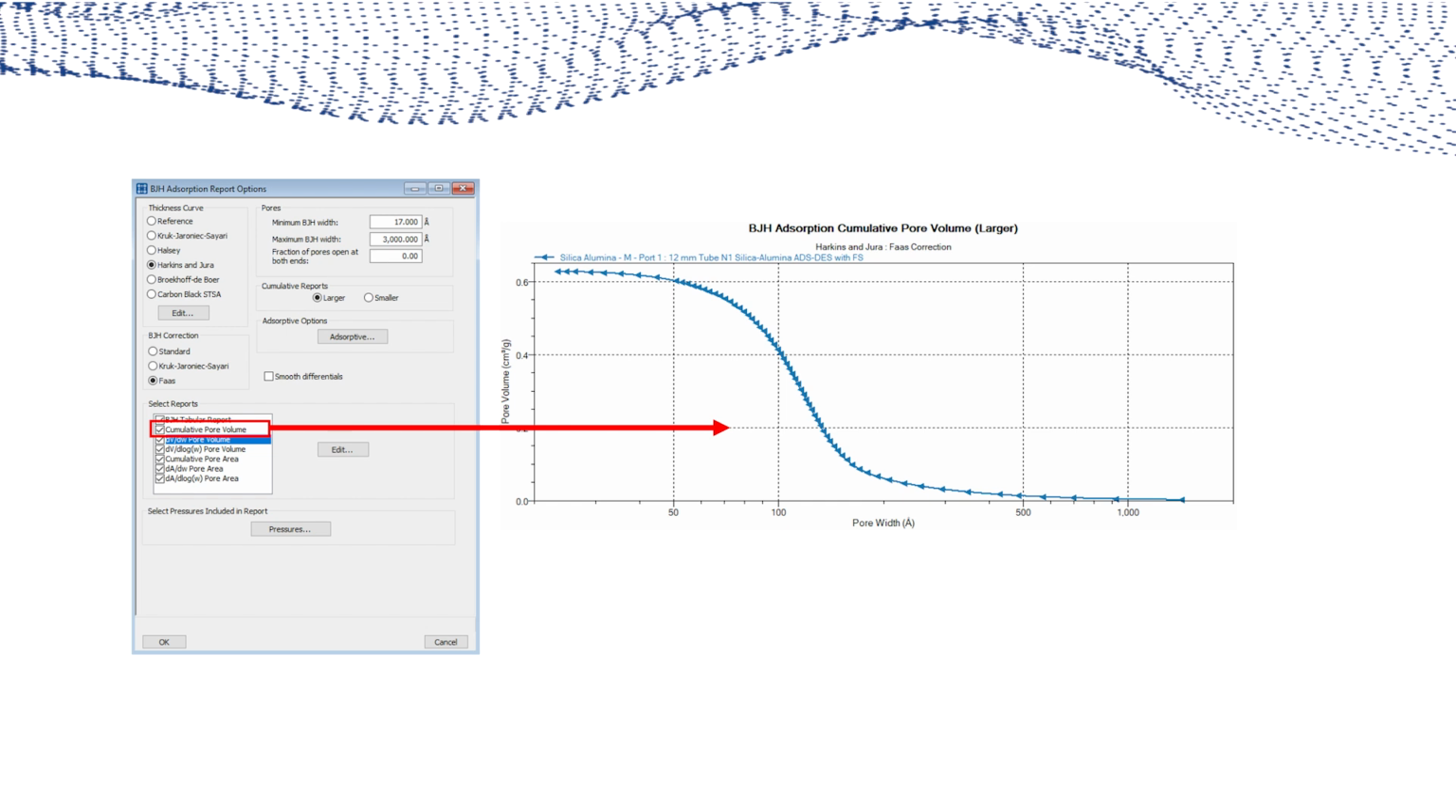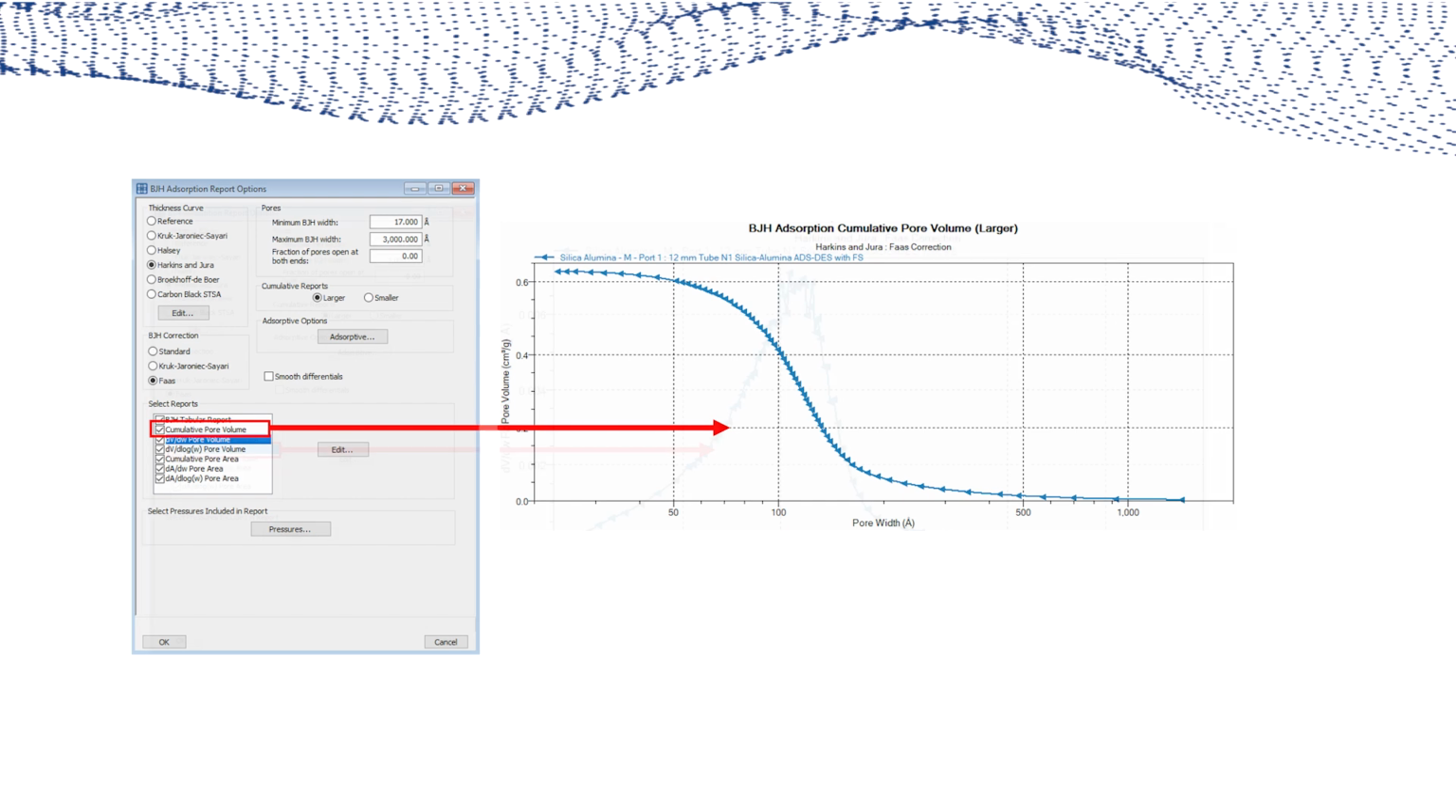We don't see a significant contribution to the total pore volume until we get to pores that are around 200 angstroms in size. We then see that there's a very large contribution to the total pore volume for pores between about 150 and 50 angstroms. We see that there's very few pores below 50 angstroms, as there's very little contribution there to the total pore volume of our sample.